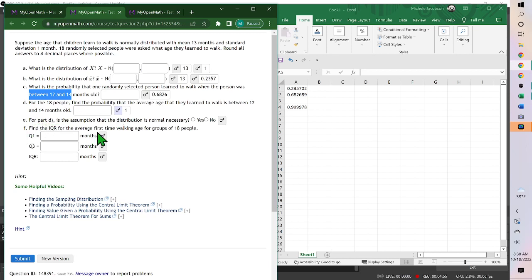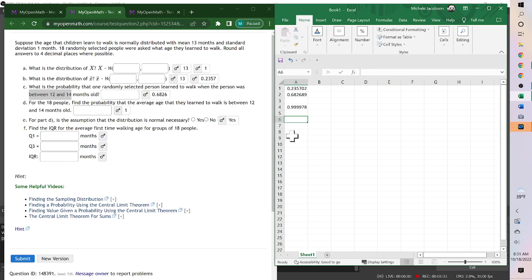For part D, is the assumption that the distribution is normal necessary? Yes, it is necessary because the sample size is 18. It needs to be greater than 30. So you do need the assumption of normal. Find the IQR for the average first-time walking age for groups of 18. So it's saying the group of 18. So that means we're using the mean and standard deviation from part B.